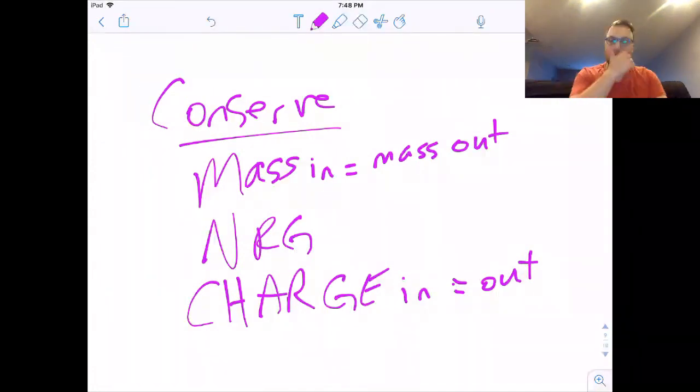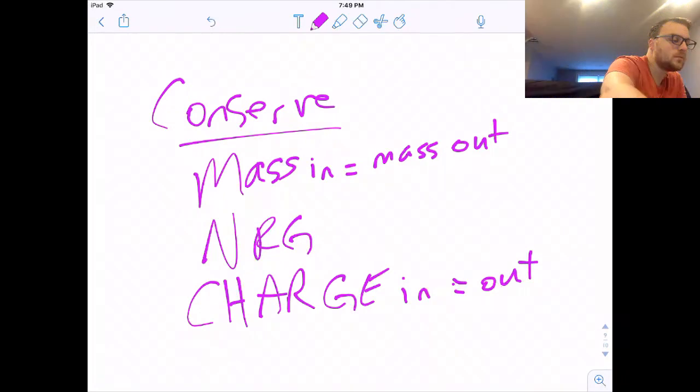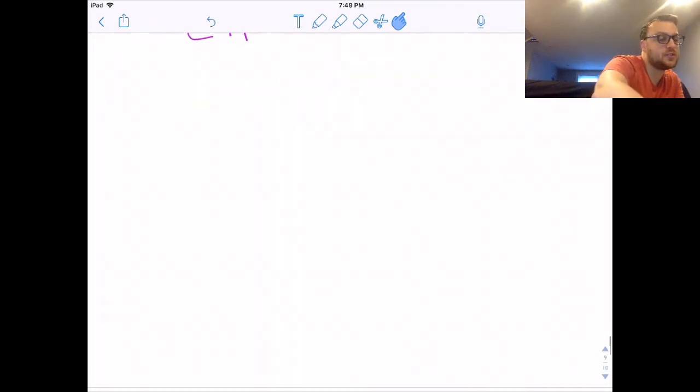And these are for chemical reactions, okay? Energy and mass get a little complicated, especially energy, when you start dealing with nuclear reactions, which we'll talk about tomorrow. But if it's a chemical reaction, you conserve mass, charge, and energy. Let's look at a voltaic cell.